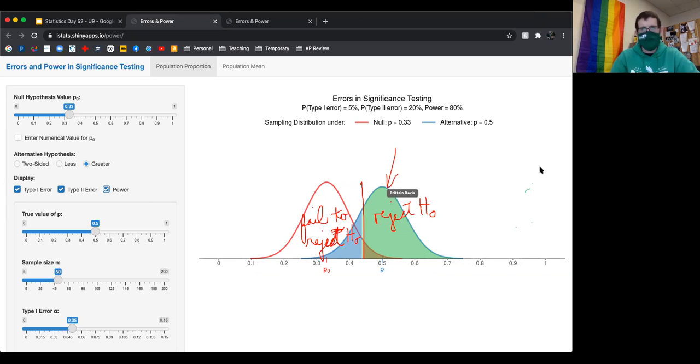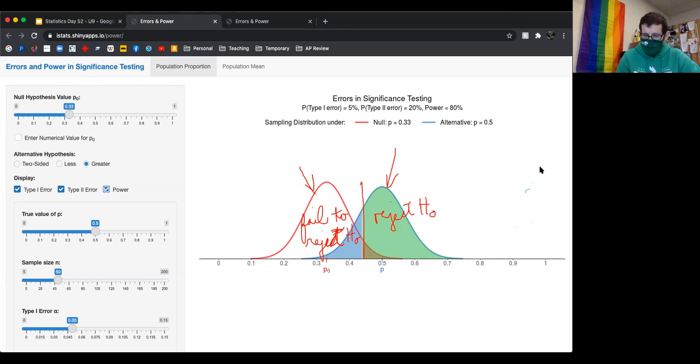This blue line represents our true population. This red line represents our hypothesized population. Is the true population different from the hypothesized population? Yes, it is. We can see that it's greater. So what do we want to accomplish with our hypothesis test? Do we want to reject the null hypothesis or do we want to fail to reject it? We want to reject it. We want to reject the null hypothesis.